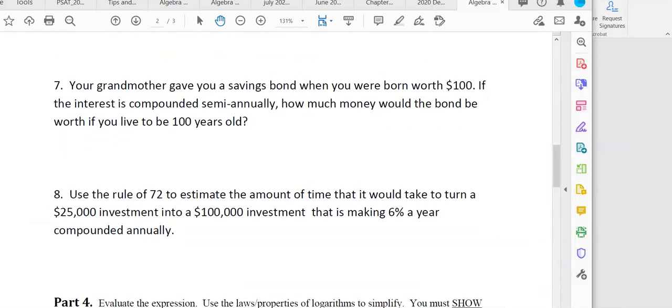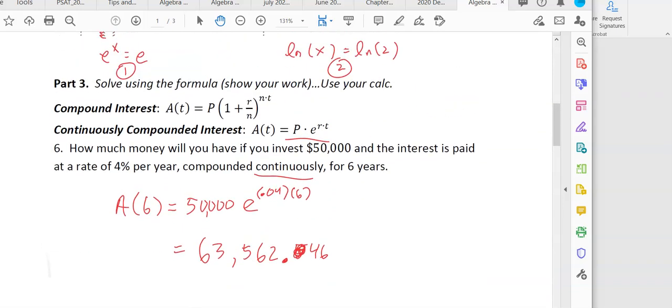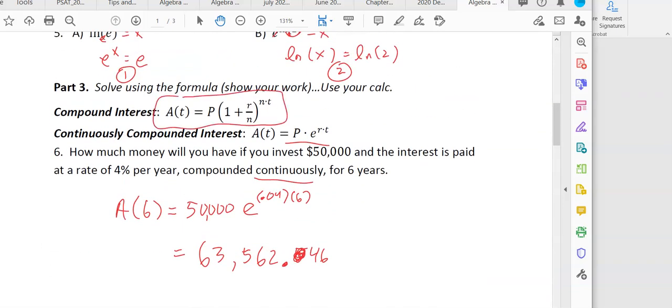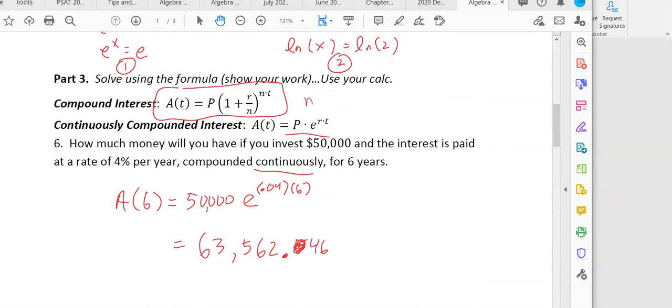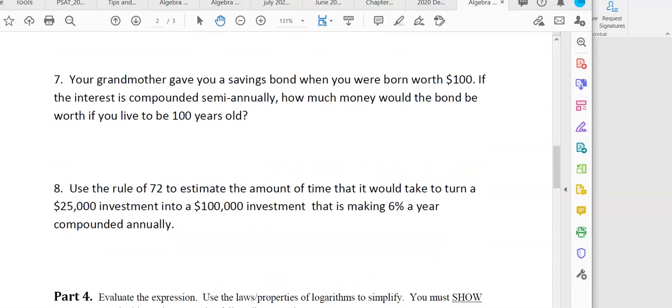We'll set it up first, then we might use our calculator. Grandmother gave you a savings bond. You were born with $100. Interest is compounded semi-annually. How much money? So this looks like this formula right here, right? It's compounded, where n would equal 2 for semi-annually. So we're going to use that formula.